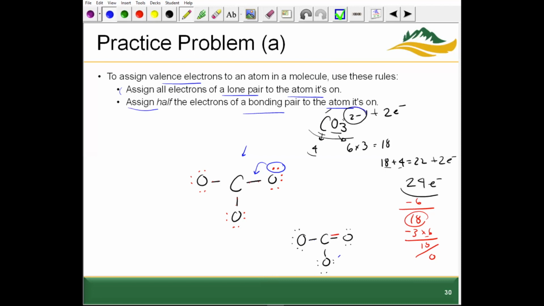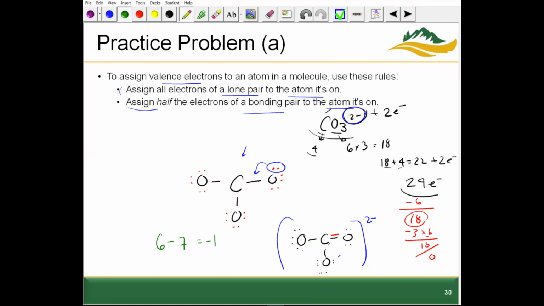Now the charge on carbonate is 2-, so do the formal charges of all these atoms total up to 2-? Well, oxygen wants to have 6 valence electrons around it. 1, 2, 3, 4, 5, 6, 7. So this oxygen has a -1 charge. This oxygen looks the same, so it'll also have a -1 charge.